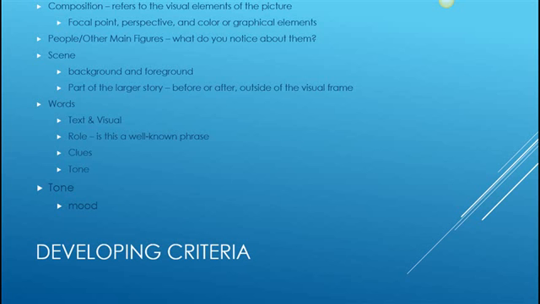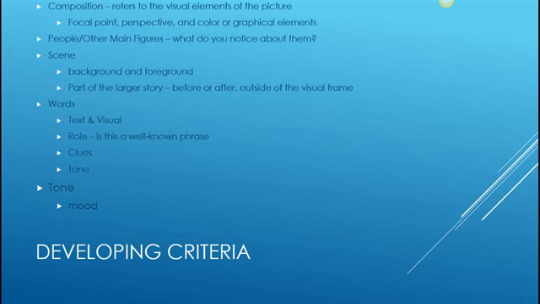Finally, are there words added to the visual? Okay, so is it text and visual? What role do the words play? Is it a famous quote, a song, a slogan? How does that help you to interpret the overall meaning? Sometimes those words can be direct. Sometimes the words can be as symbolic as the image itself.